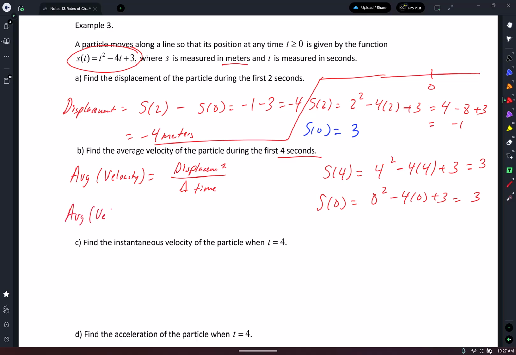Average velocity equals 3 minus 3, S of 4 minus S of 0, over the change in time, 4 minus 0. Meters per second. I guess if it's 0, it can be any units, right? Feet per second, miles per hour, doesn't matter. 0 is the only time that every unit's going to be correct. Second squared? Say that again? I see, second squared. Oh, it's velocity, not acceleration.